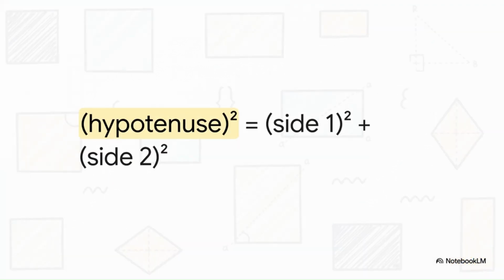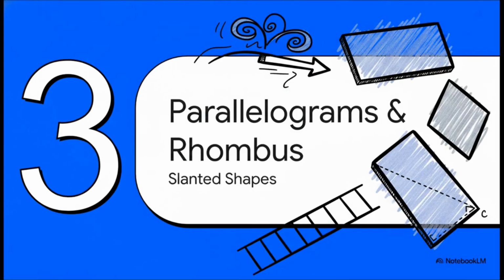All right, let's translate that ancient wisdom into a simple, incredibly powerful equation. The hypotenuse squared equals side 1 squared plus side 2 squared. Remember, the hypotenuse is always the longest side of that right triangle. This formula right here, this is our ultimate hunting tool for finding right triangles in every shape from here on out. All right, section 3, parallelograms and rhombuses.